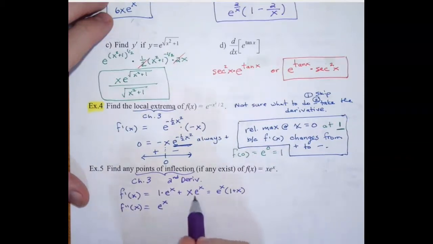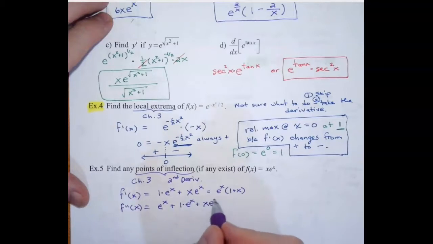So I'm just going to do this one here because that's not any easier. So the derivative of e to the x is e to the x, and the derivative of this, well, that's what we did there. It's the same thing. So the derivative of that's 1 times e to the x plus x times e to the x.